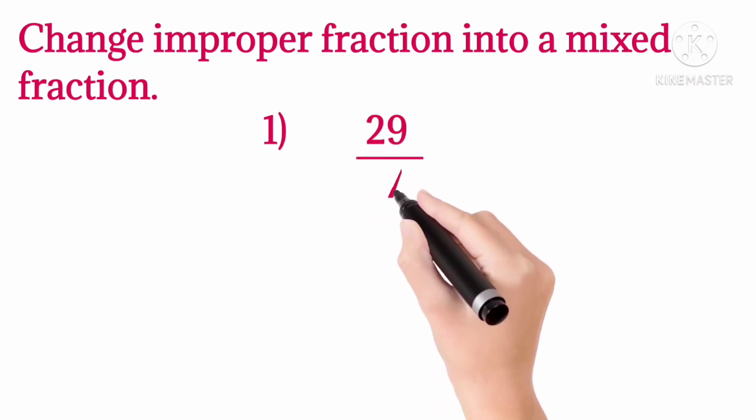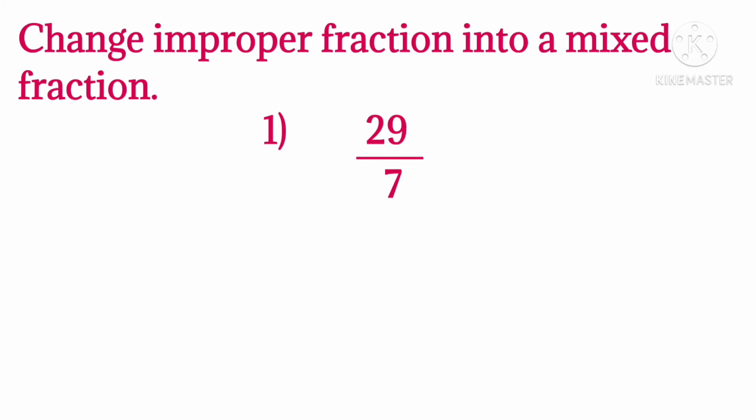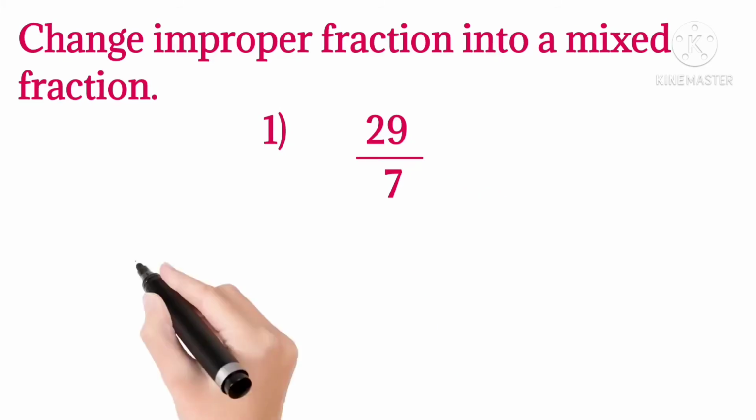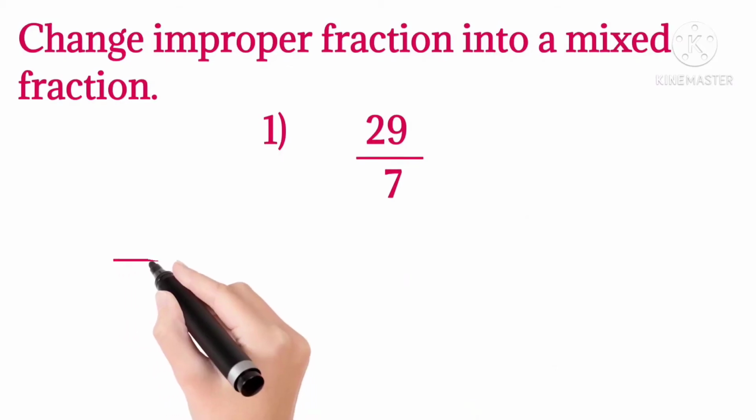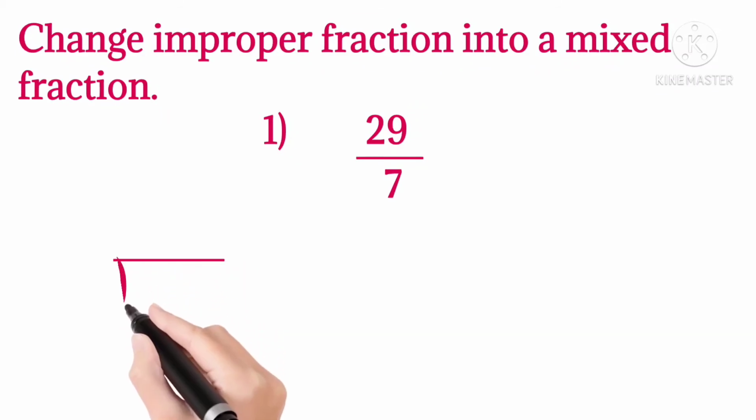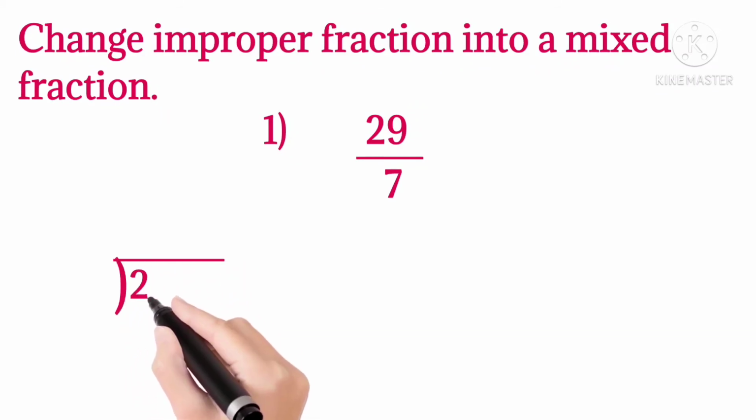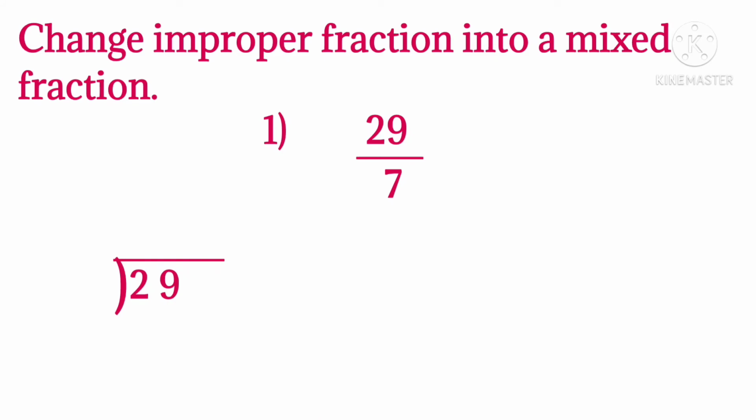Next, change improper fraction into a mixed fraction. 29 by 7. This is an improper fraction. How can we change an improper fraction into a mixed fraction? First, divide the numerator by the denominator. If you watch my division video, it will be very helpful to you. Here, 29 is the dividend and 7 is the divisor.